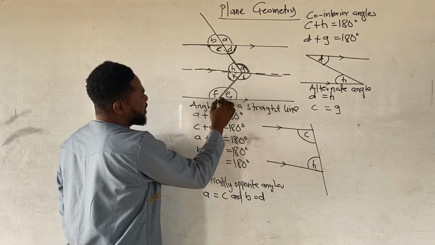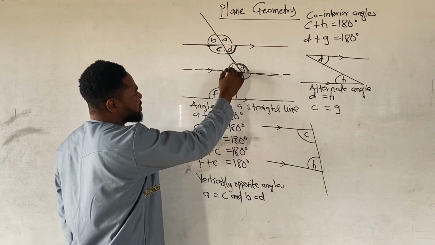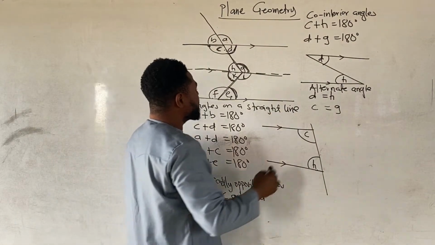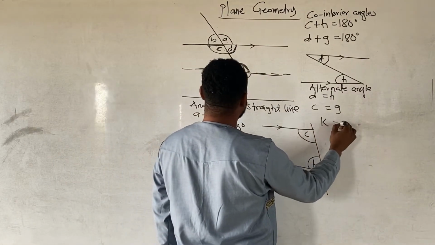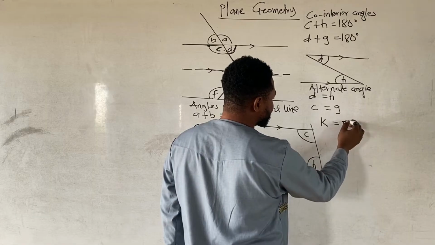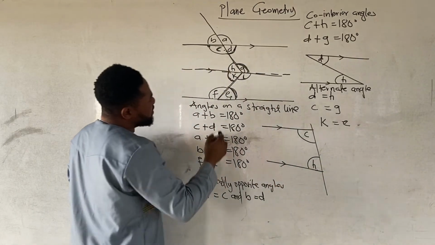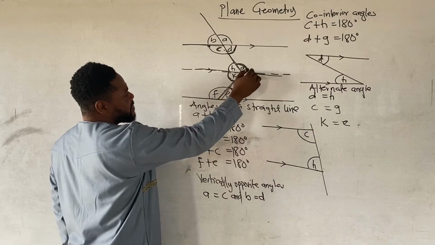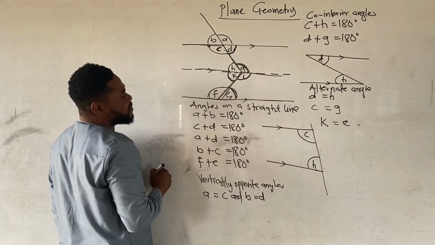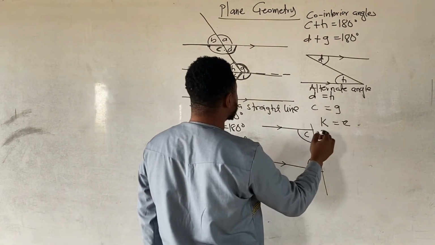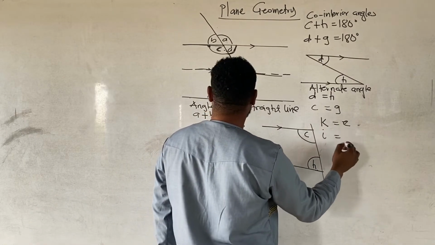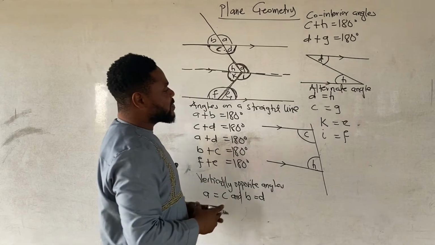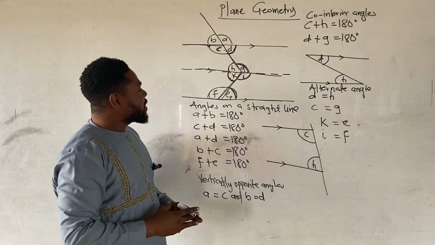All right, the same Z shape. So we can say this angle here and this angle here also alternate. So we can say K should be equal to what? E. Nicely. The same way, when we come to this side, we can say this angle and this angle alternate. So we can also say I should be equal to F. And we call these angles alternate angles.